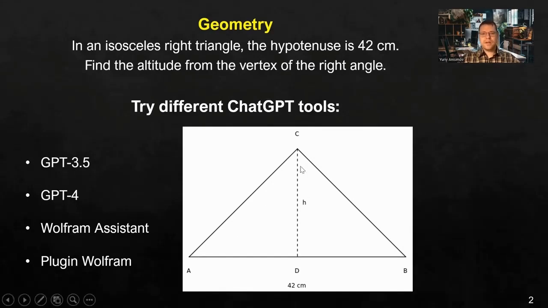So this is the diagram drawn by ChatGPT, and this is an isosceles triangle where the legs are equal, AC equals BC. And angle C, the vertex of the right angle, is 90 degrees. From this vertex there is an altitude, CD.